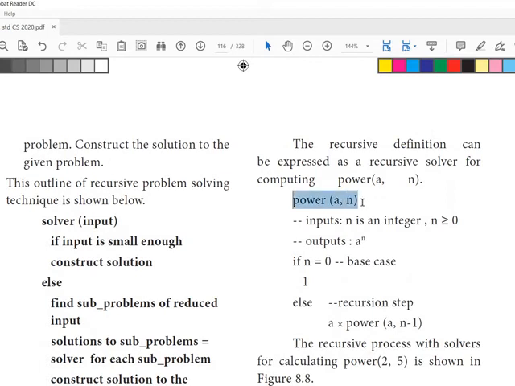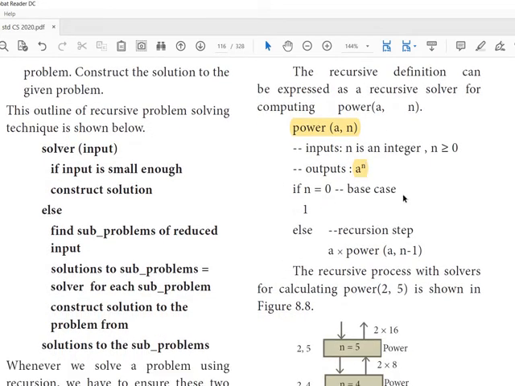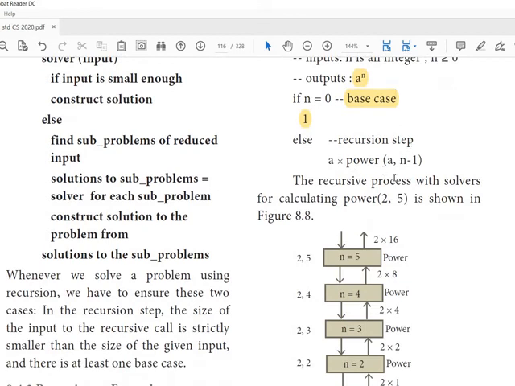So the algorithm name is power of a to the power n. Input is a and n, where n is an integer, n greater than or equal to 0. The expected output is a to the power n. First, if the value of n is 0, then this is the base case. That means one execution, that is 1. Here the value is 1. Sometimes the value may change, but the requirement is there must be a base case. Next, if it is not the base case, then it goes for the recursion step. That is a into power of a to the power n minus 1.